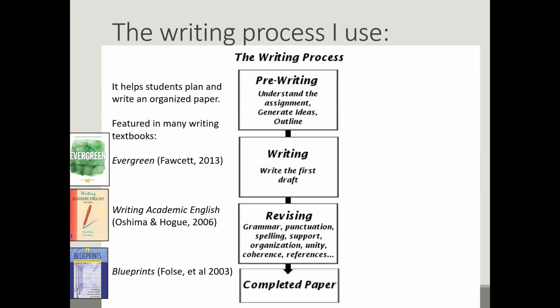It's featured in many college level writing textbooks, Evergreen, Writing Academic English by Oshima and Hogue, which gets used in Japan, Blueprints, and so on. It's a pretty common process, and it has three main parts. The first is pre-writing, where you understand the assignment, generate ideas, and write an outline to plan. Then writing, where you write the first draft, and revising, where you look at grammar and all these other self-editing techniques. And this results in a completed paper.